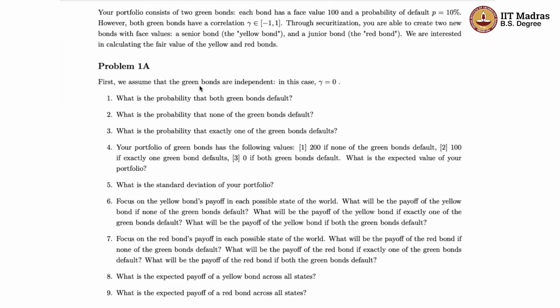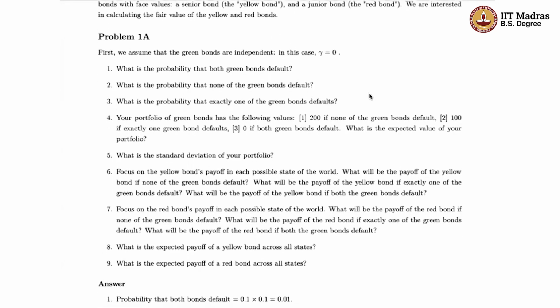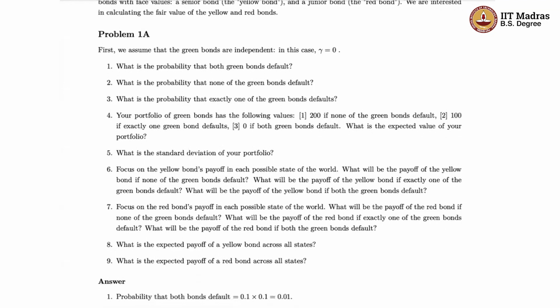Okay, so let's go through these questions one at a time to make sure that we have understood this basic theory. The first question is, what is the probability that both the green bonds default? These are uncorrelated and each of them has a 10% chance of default. So the probability that both bonds default together is 10% times 10%, or 0.1 times 0.1, and that's equal to 0.01.